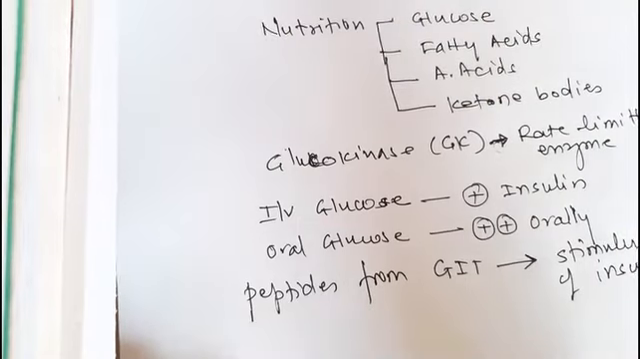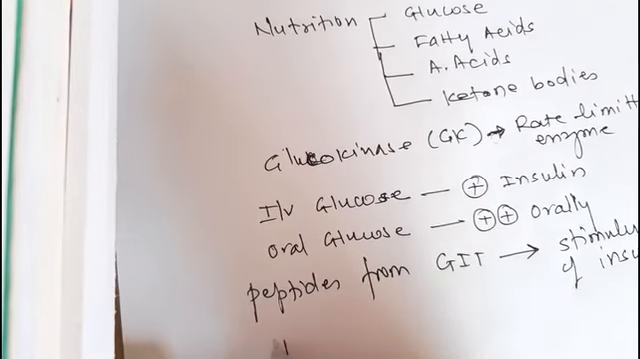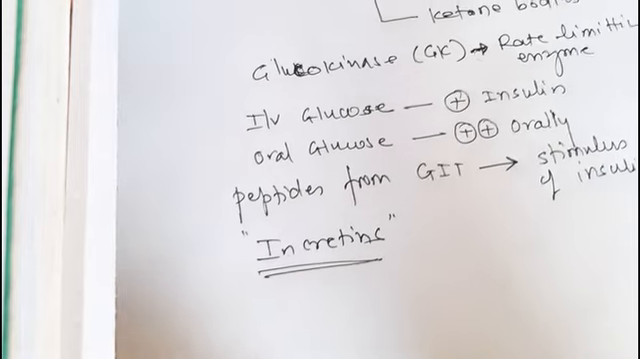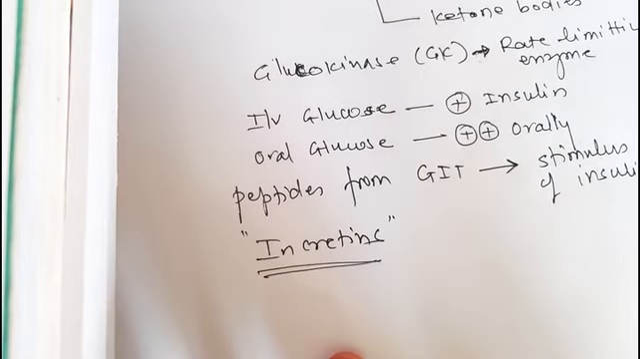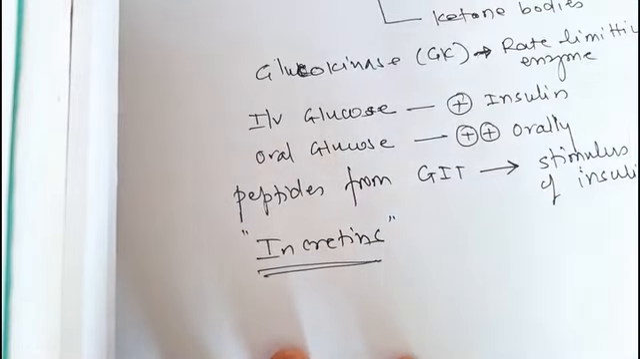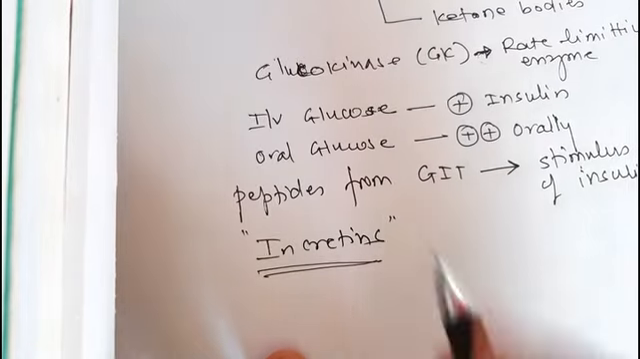These peptides are called incretins. So these are the group of peptides. Incretins are the group of peptides which cause stimulus for the secretion of insulin. Got it? So which are the incretins?